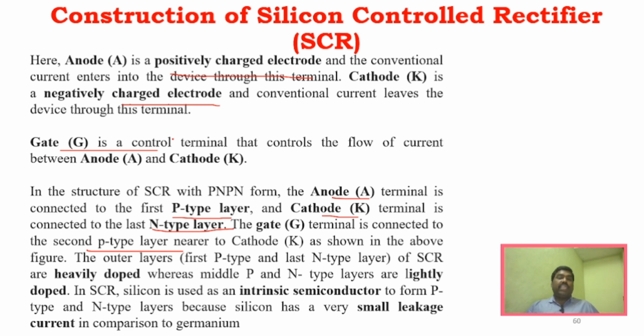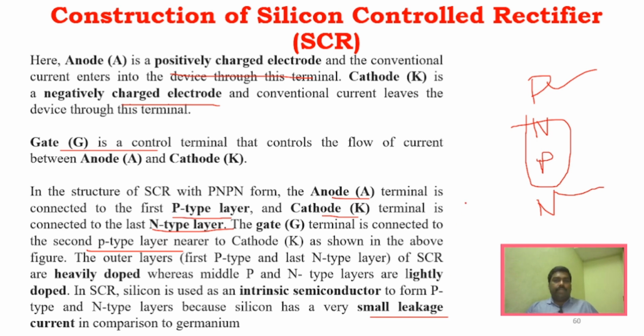You have to understand that the outer layers, p and n, are heavily doped, whereas the middle layers are lightly doped. And mostly silicon is preferred. The intrinsic semiconductor silicon is preferred because of its very small leakage current compared to germanium.